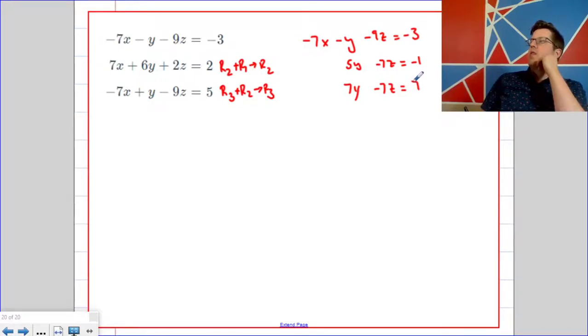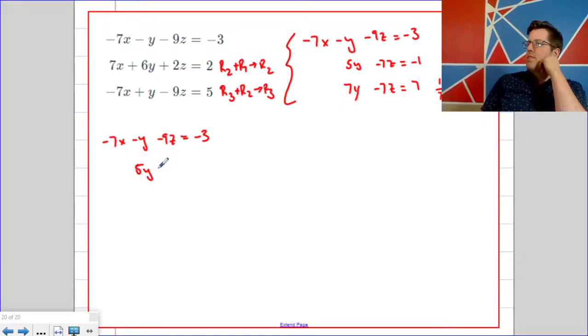All right, so the next thing I'm going to do here is I am going to multiply this third row by 1/7. Everything else is going to stay the same. And I'm going to get y minus z equals 1. So y is 1 bigger than z. I know that.